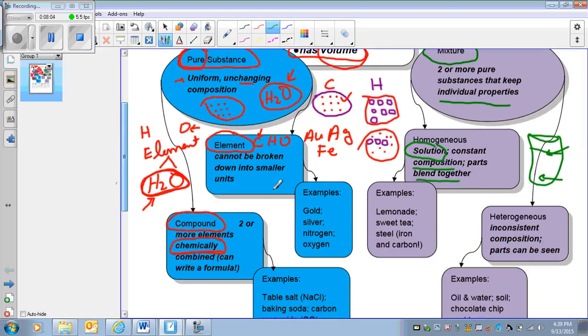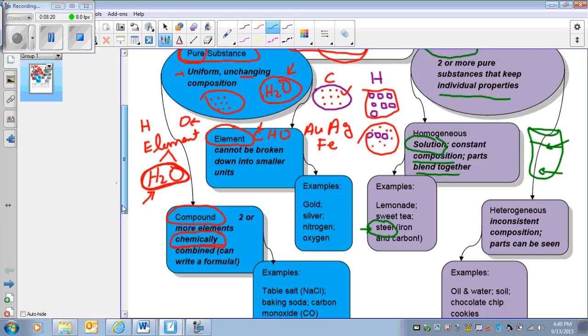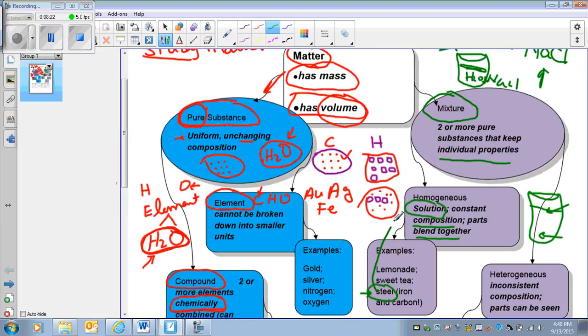Some examples given here are lemonade and sweet tea. Steel is a mixture of two different elements. It's a solid. If you mix iron and carbon together, that's what steel is. So make sure you understand that steel is not a compound. Steel is a mixture, and steel is a homogeneous mixture. The other type is called a heterogeneous mixture.